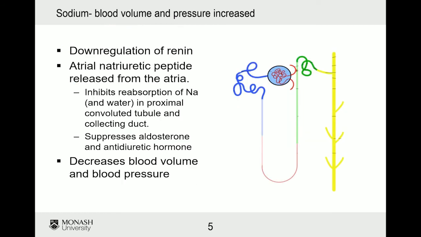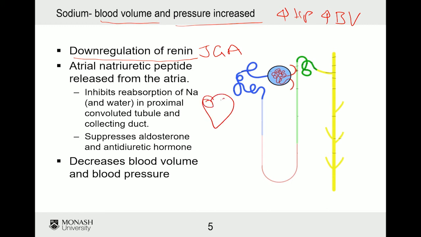Now, what happens if we have a blood volume and pressure that is increased? So a high blood pressure and a high blood volume. First of all, there is a downregulation of renin from the juxtaglomerular apparatus. It makes less renin. Atrial natriuretic peptide is released from the atria of the heart, released from here and here.